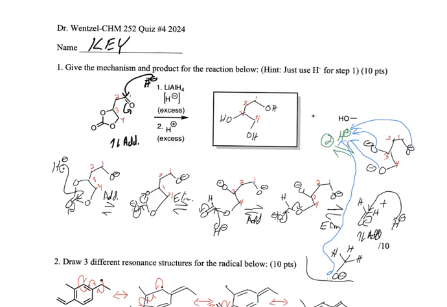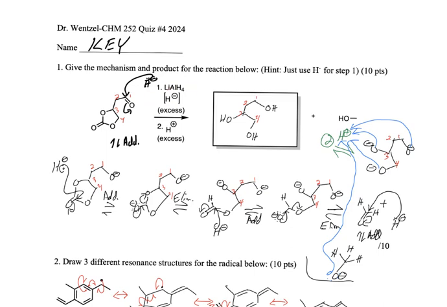All right, so quiz 4, give the mechanism and the product for the reaction below. My hint is just use H minus for step 1. The only time you can't just use H minus for lithium aluminum hydride or sodium borohydride is when it's lithium aluminum hydride reacting with the carboxylic acid. That's the one time where you have to draw it out. Otherwise, you can just pretend it's H minus.